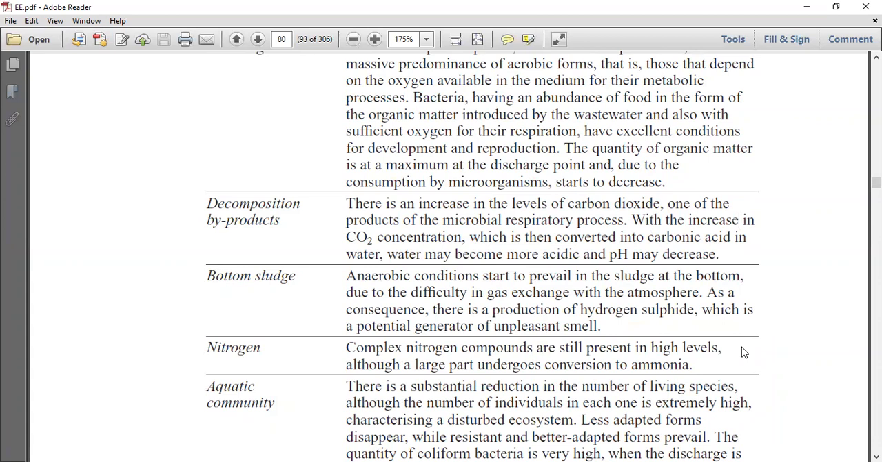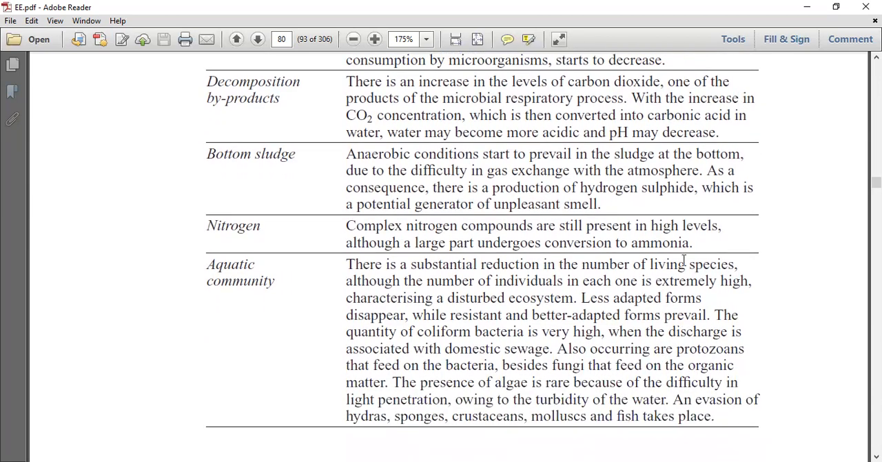Bottom sludge: anaerobic conditions start to prevail in the sludge at the bottom due to the difficulty in gas exchange with the atmosphere. As a consequence, there is a production of hydrogen sulfide, which is a potential generator of unpleasant smell. Nitrogen: complex nitrogen compounds are still present at high levels, although a large part undergoes conversion to ammonia. Aquatic community: there is a substantial reduction in the number of living species.